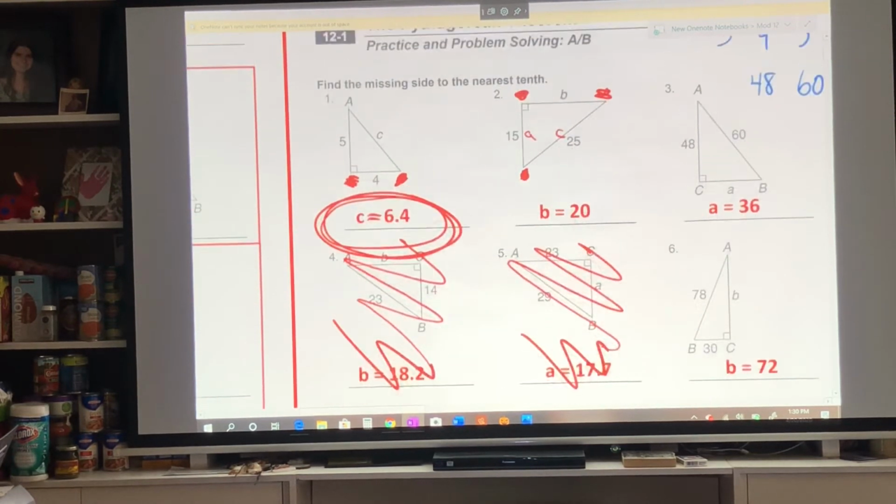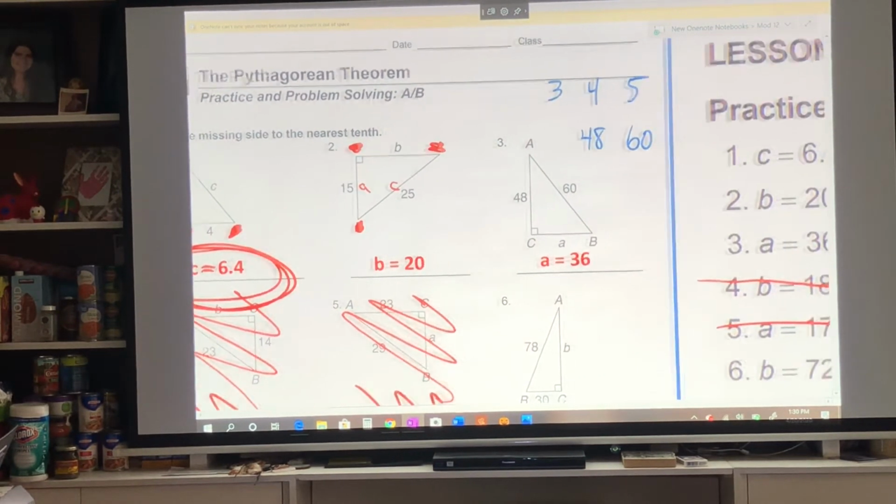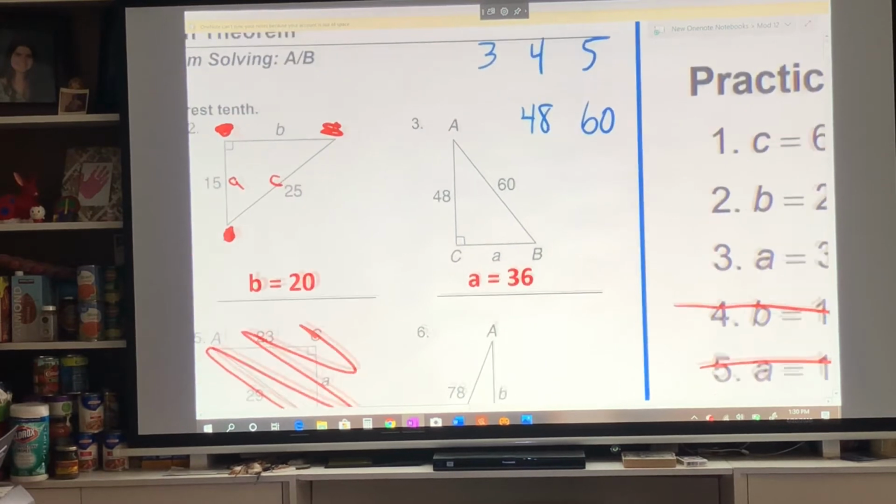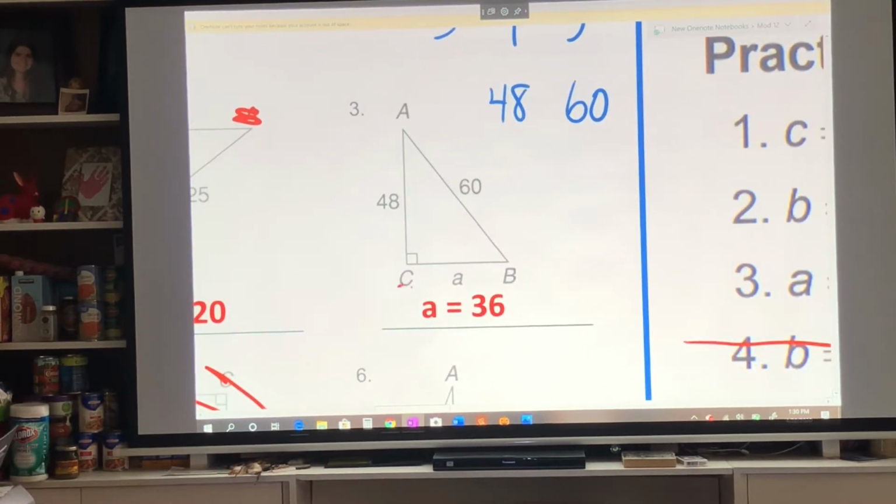Let's go to number 3 up here. I thought I already crossed these out. I think I erased something and they all came back somehow. Anyway, there's A. We know that's C, and we know that's going to be, by default, B. They gave me B and C. Find A.